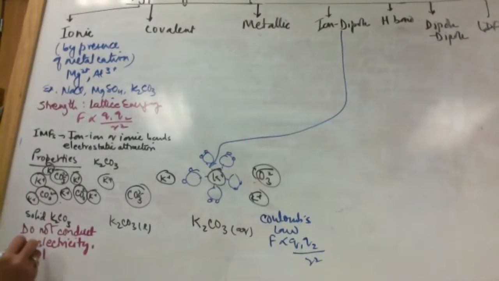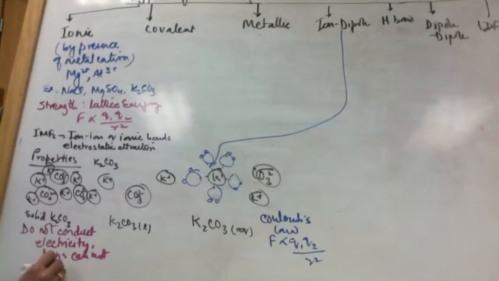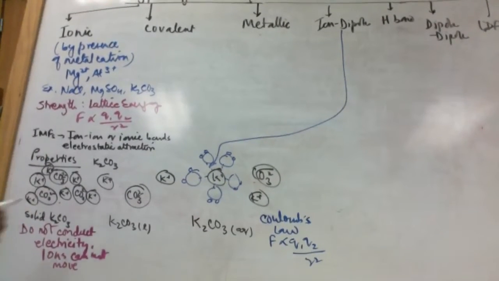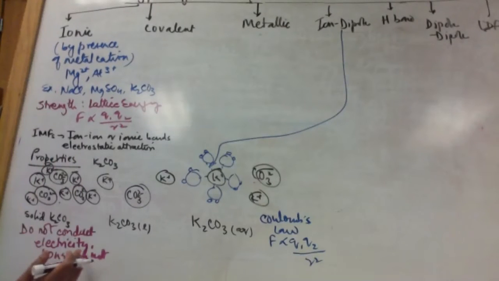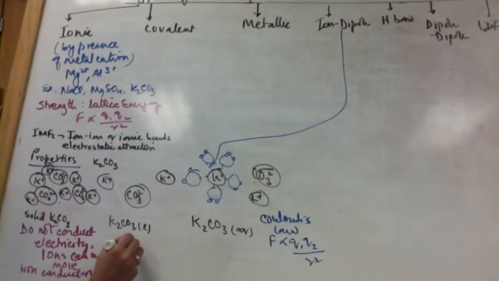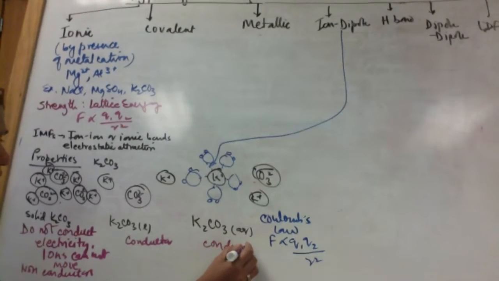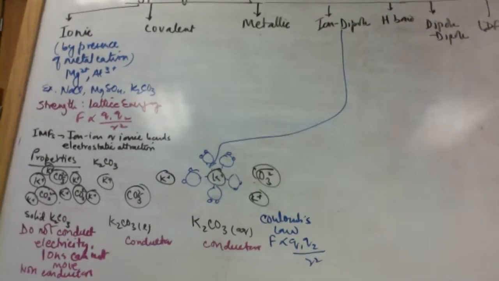because ions cannot move. And if ions cannot move, then the electrons cannot sit on them and move and carry charge. So in solid state, the ionic compounds are non-conductors. In liquid state, they are conductors because now the ions are separated and they can carry charge with them. In aqueous state, they are conductors because now they are separated and can carry charge with them.